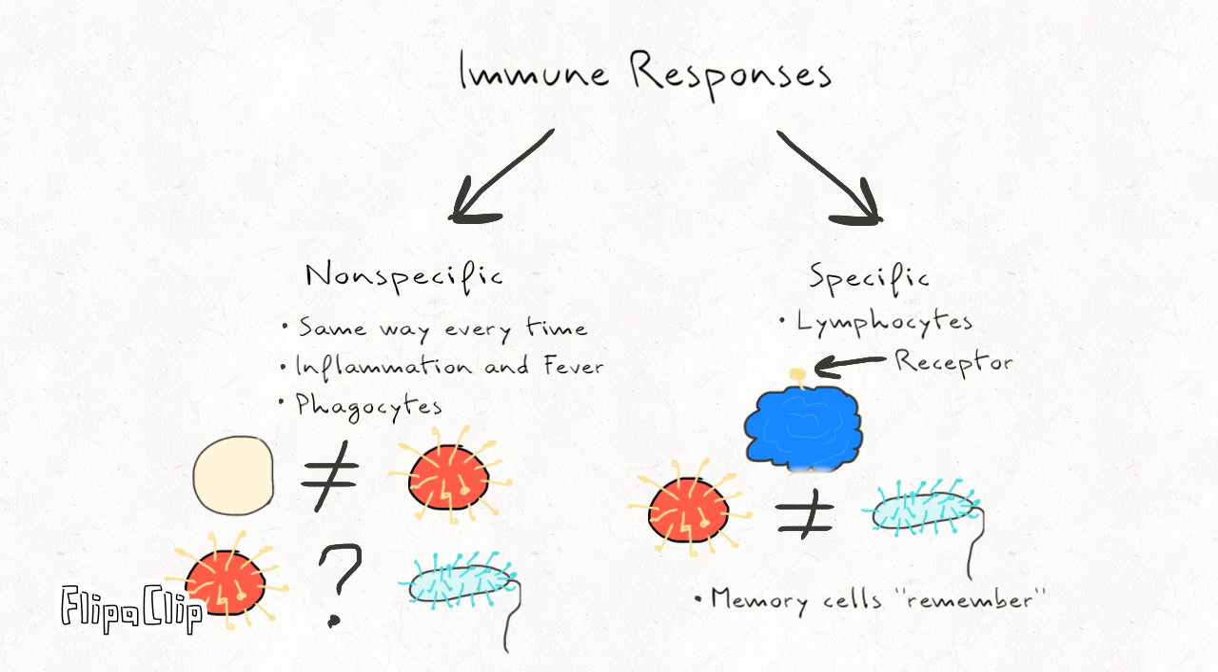In specific responses, lymphocytes have receptors that help them differentiate between types of pathogens. They react differently to each type. Memory cells are specialized T and B cells that provide acquired immunity because they remember an antigen that previously invaded.